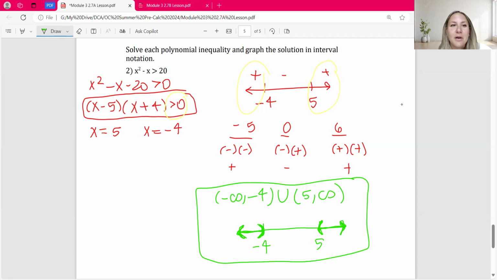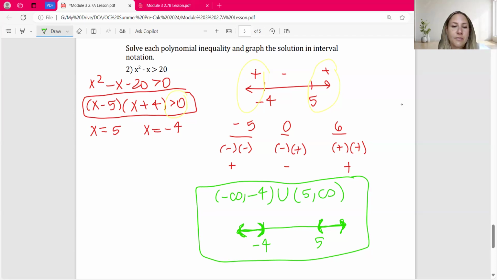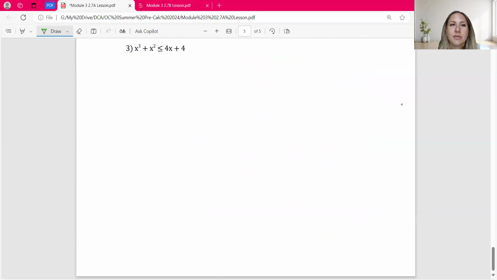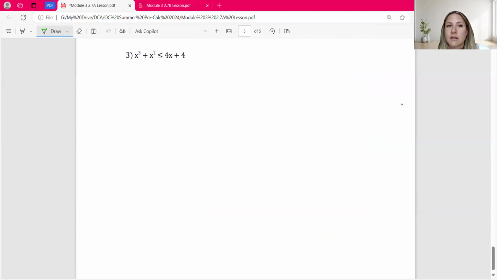And then one more example we'll go through. Here it is, number 3. We have x cubed plus x squared is less than or equal to 4x plus 4. First thing we want to do, get everything on one side, so 0 is on the other side. I'm going to get everything to the left side to keep that leading coefficient with the highest degree positive. So I'm going to have x cubed plus x squared minus 4x minus 4 is less than or equal to 0.